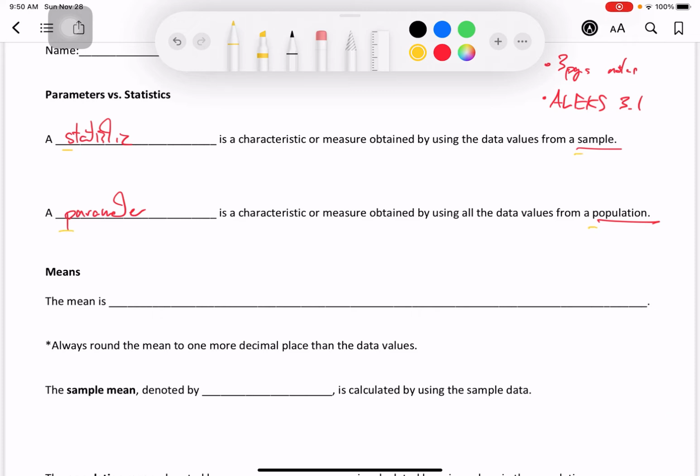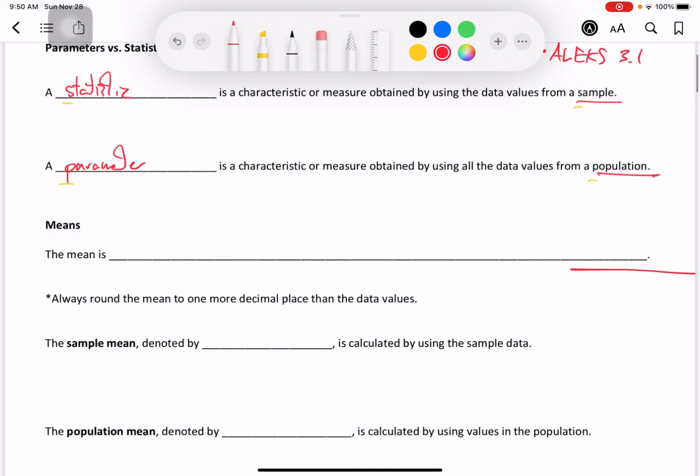Okay, so we've been working with the mean. This is certainly not the first time you've seen it, but let's make sure we are all hip to the notation and whatnot, okay? So the mean is the sum of the values divided by the total number of values.